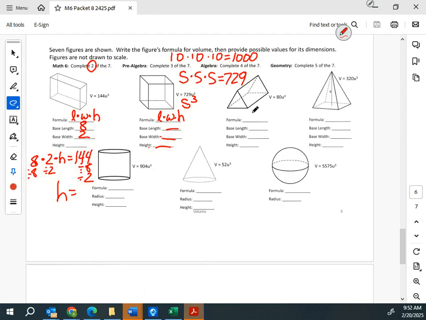If you want the volume for the triangular prism, it's 1/2 times base, or length. Use his words here, 1/2 times length times width times height. And he gave us a length of 8 and a height of 4. For the pyramid, it's length times width times height divided by 3. And he gave us a length of 2 and a height of 96.